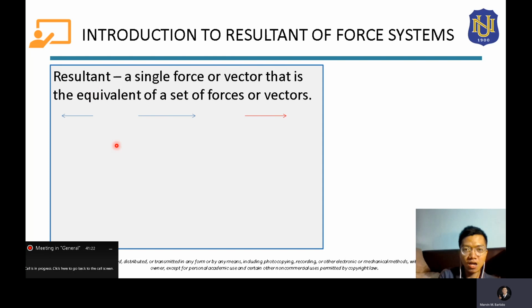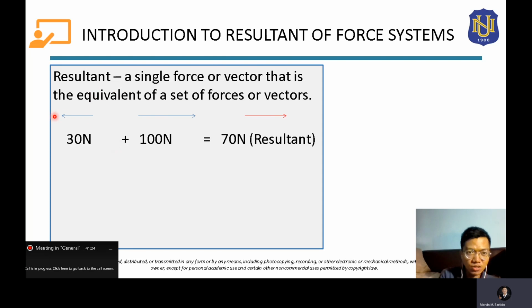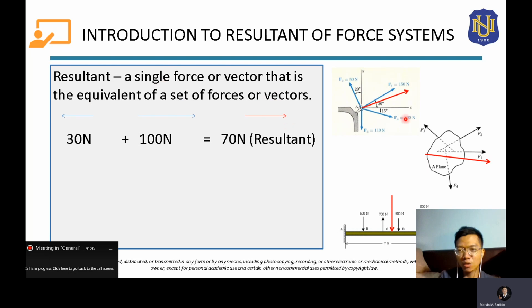So let's say this force is 30 Newton, directed to the left, and this force directed to the right is 100 Newton. If we're going to get its resultant, it will just be 70 Newton directed to the right. So this 70 Newton force directed to the right can represent these two forces. And also for the following force systems, a concurrent force system, non-concurrent force system, and parallel force system, they can all be represented by a single force.